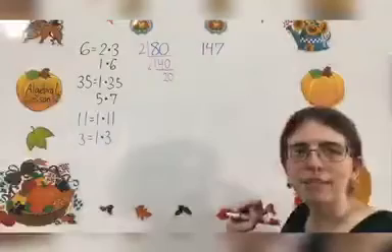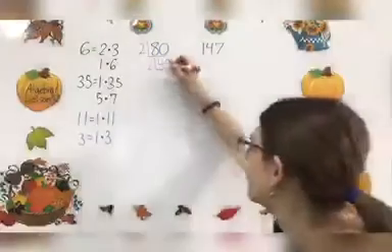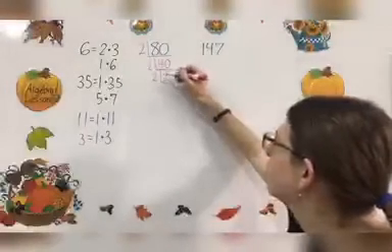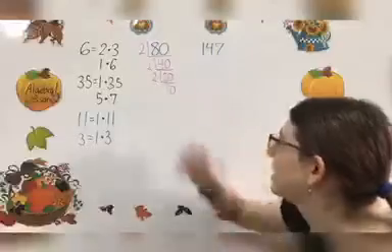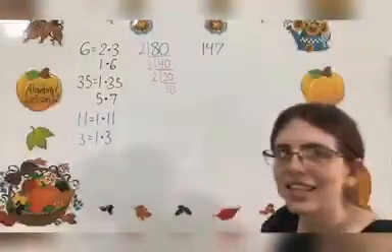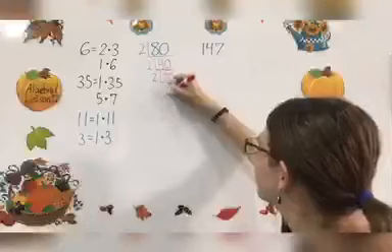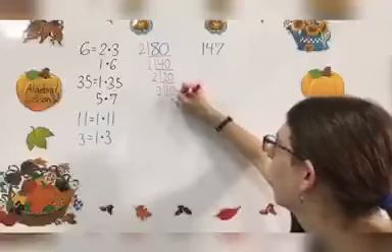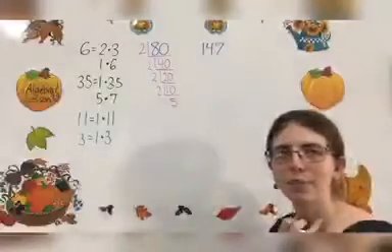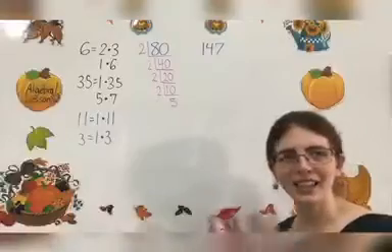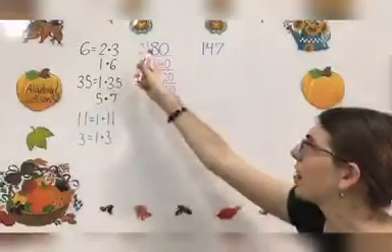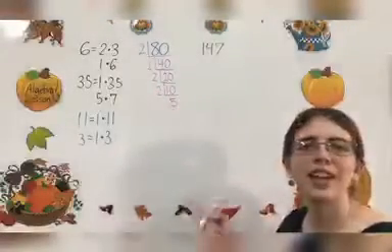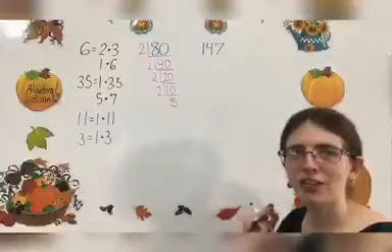Is 20 composite? Yes, so I'm going to keep dividing. Again by 2, because 20 divided by 2 is 10. Is 10 composite? Yes, so I keep dividing. I can still divide by 2. 10 divided by 2 is what? 5. Is 5 composite? No, it's prime, so I'm done. I can't divide anymore. So these are the prime factors of 80: 2, 2, 2, 2, 5. Four 2's and a 5 make up the prime factors of 80.